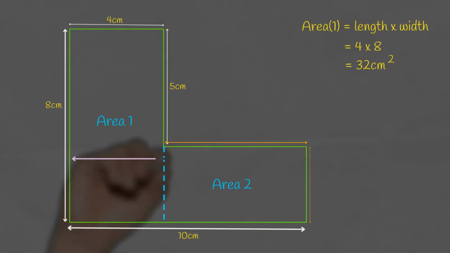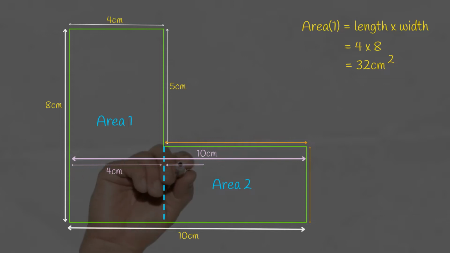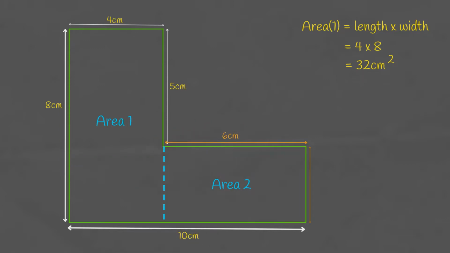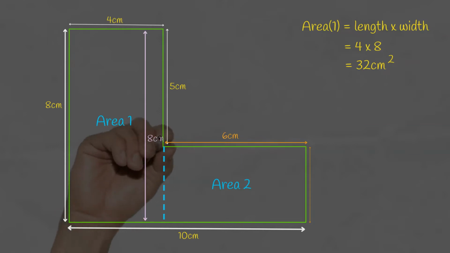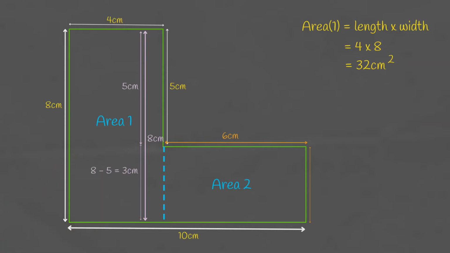Well, we know that this distance is 10 centimetres and we know that this distance is 4 centimetres. So this distance has got to be 10 minus 4, which is 6 centimetres. So the length is 6 centimetres and now we have to find the width. And here we know that this length is 8 centimetres and this length is 5 centimetres. So this length has to be 8 minus 5, which is 3 centimetres.